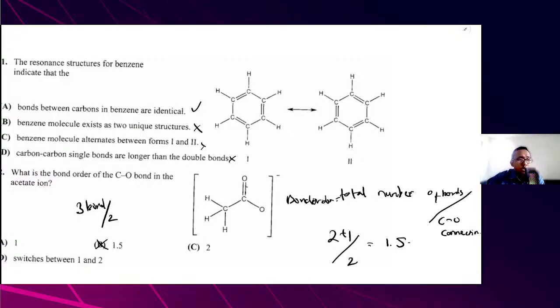So, like I mentioned, total number of bonds divided by how many atoms are connected to the center. So total bond number and the number of positions. Bond order is the total bond share, which is 3, one double and one single, right? And then divided by the total number of CO connections. There are 2 connections over here, so just 3 divided by 2.